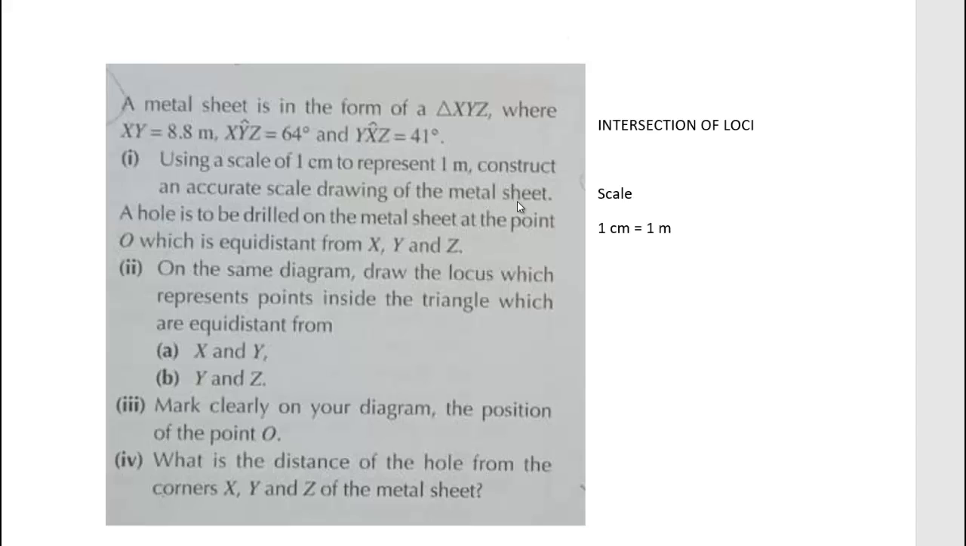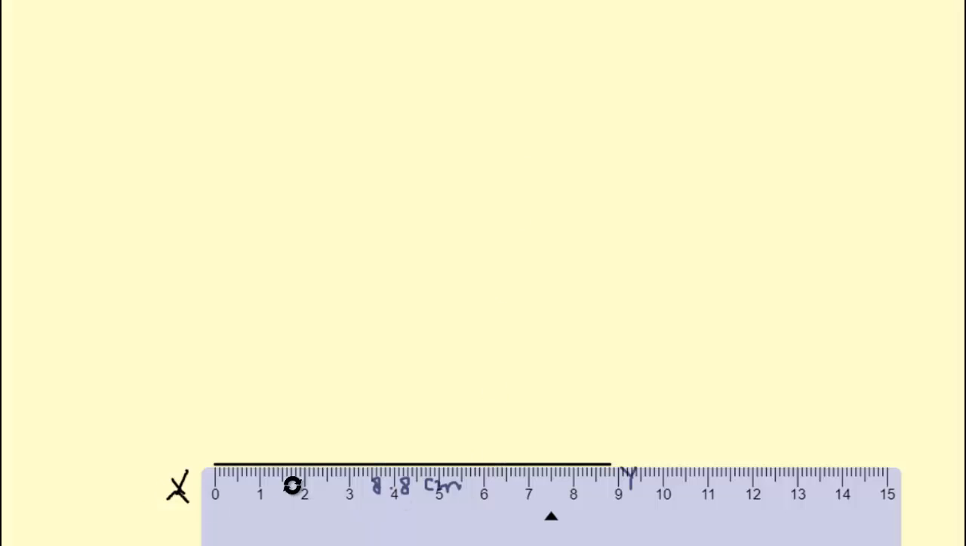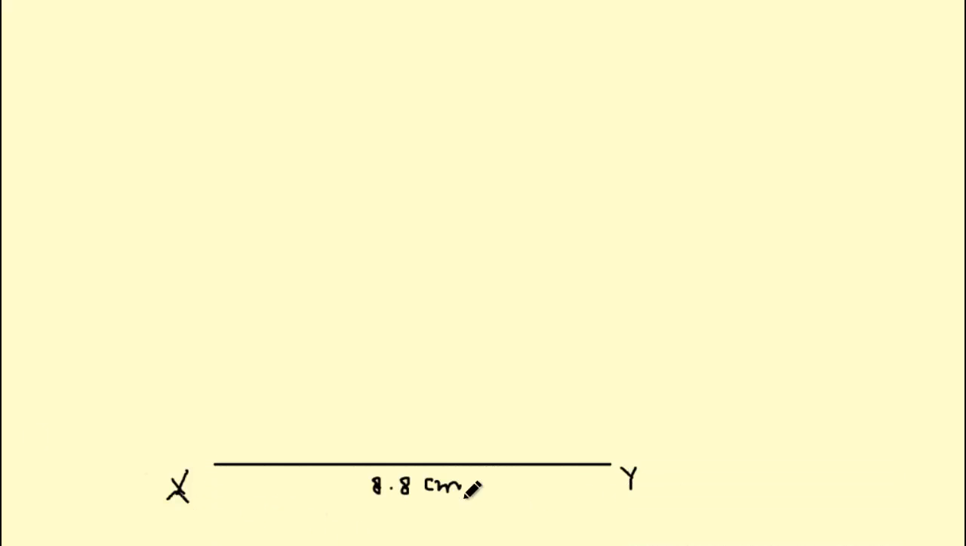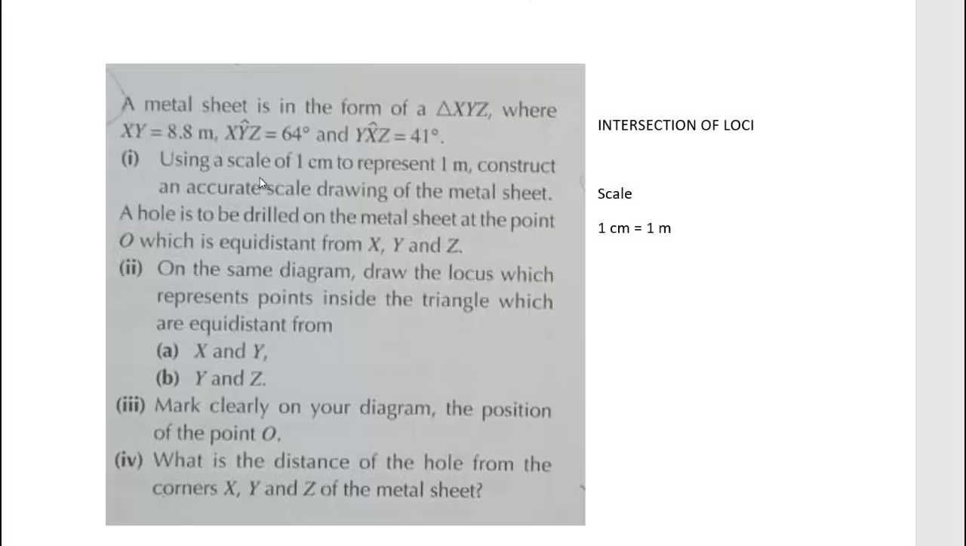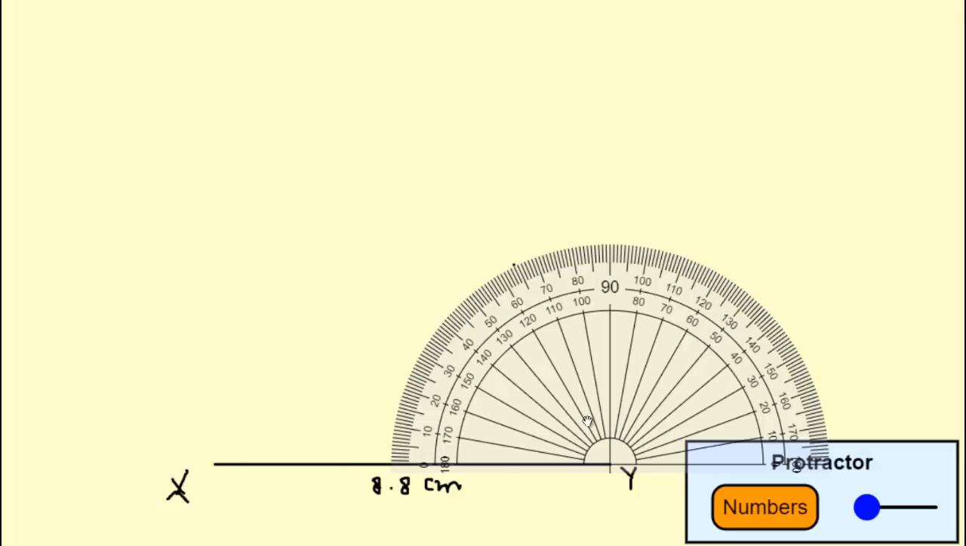This metal sheet is in the shape of a triangle, so we will construct triangle XYZ. The first line is 8.8 meter. According to scale, it is 8.8 centimeter. So here the line XY is 8.8 centimeter. Angle Y is 64. I marked 64 here.